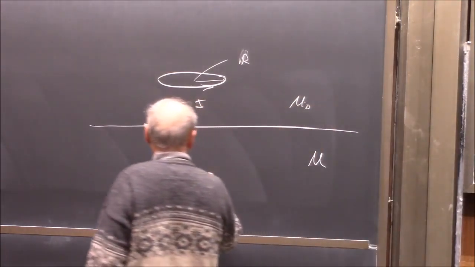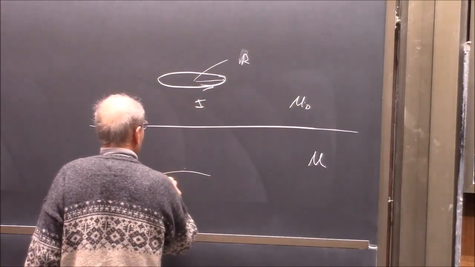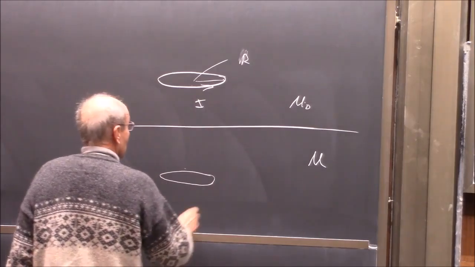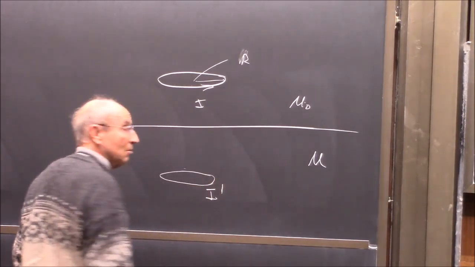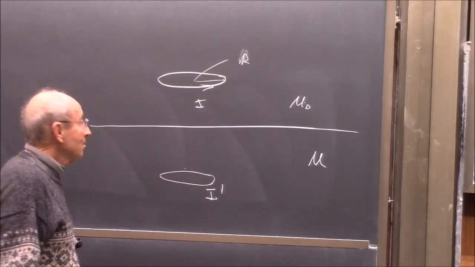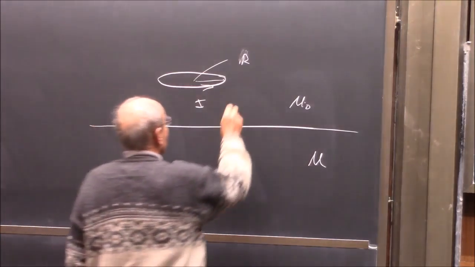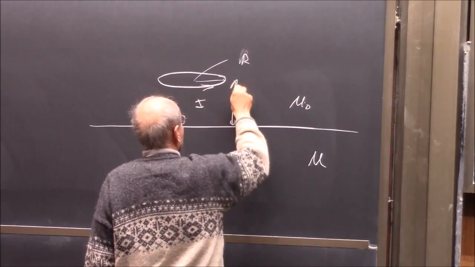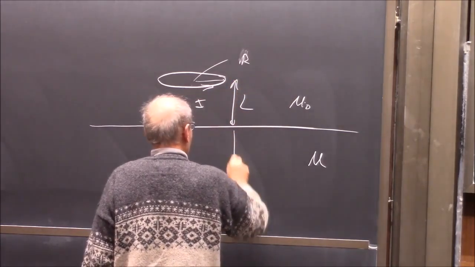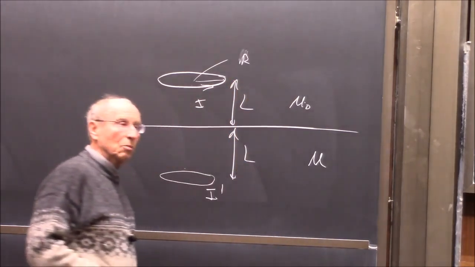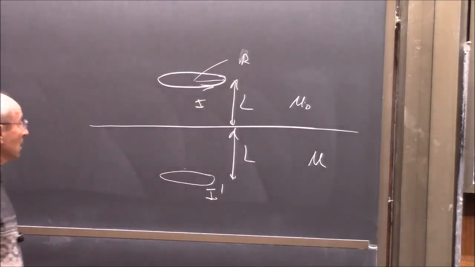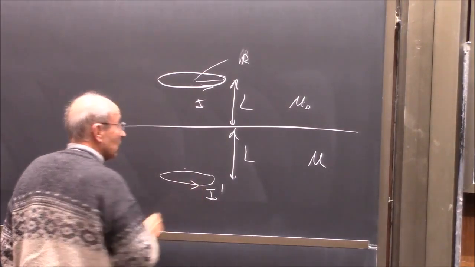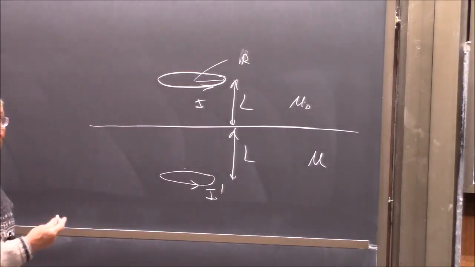So we guess that we'll have an image current down here, some value unknown, I prime, but looking exactly like that. And if this distance is L, we expect this distance will be L. Will the current loop be going in the other direction? We're going to assume they're in this direction, and then we'll get a minus sign if we guessed wrong.